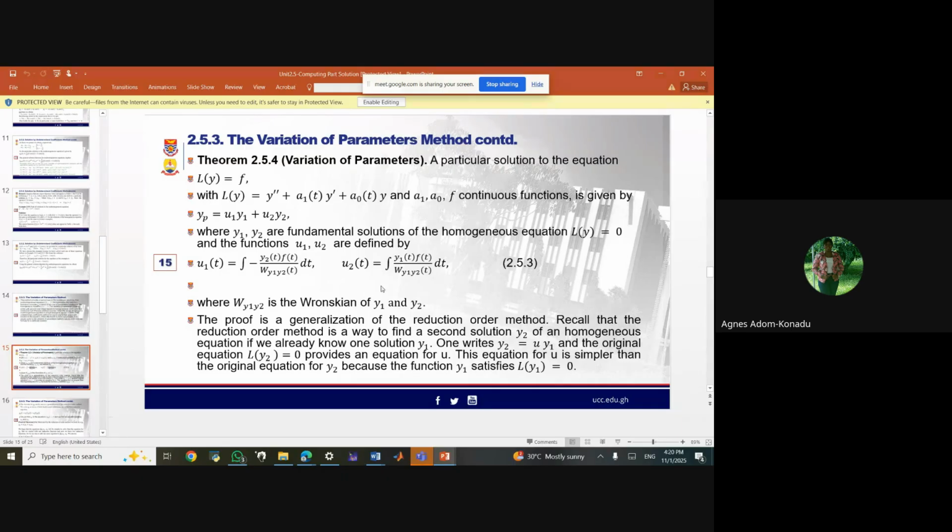So that's how to do it. W[y1, y2] is the Wronskian of y1 and y2. You know how to find the Wronskian. The proof is a generalization of reduction of order.